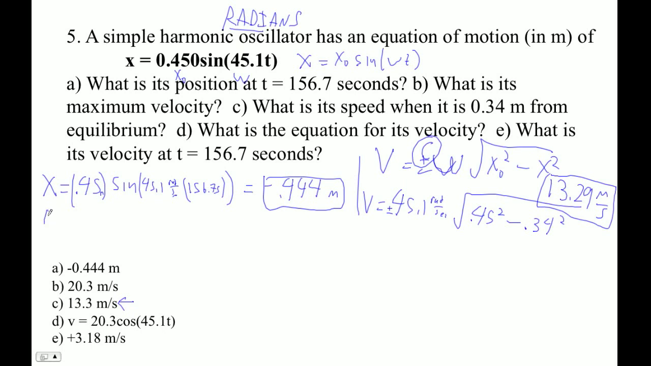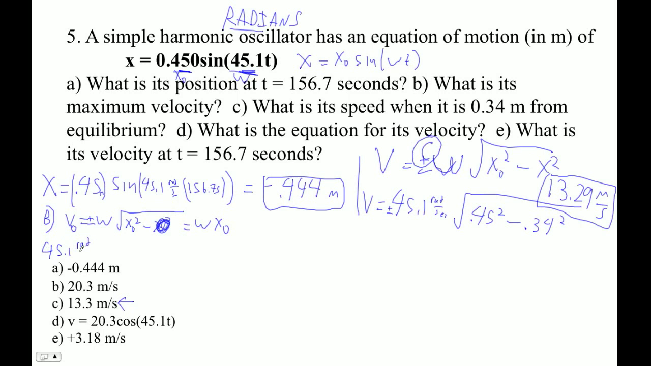Okay. So B says, what is its maximum velocity, right? And of course that's going to be, we're going to use this, right? Omega, plus or minus omega, right, times the square root of x naught squared minus x squared, right? So maximum velocity is when this guy's 0, right? So that ends up being omega x naught, right? And so this is easy. I just multiply the omega, which is 45.1, times 0.45, right? So I'm doing omega times x naught, right?